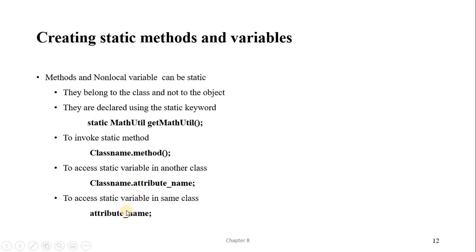Within the same class, we can directly use the variable name or the attribute name. If you are going to call it in other classes, we have to say class name dot attribute name. In the same way, if you are calling a method within the same class, we can directly call the method.